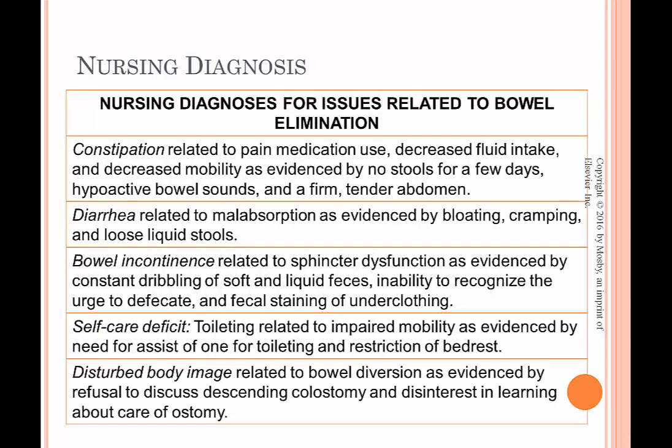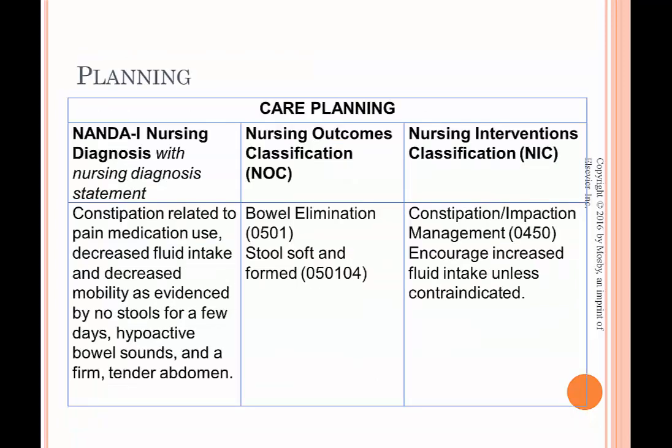Some nursing diagnoses relate to alterations in bowel elimination. You see constipation there, diarrhea, incontinence, self-care deficit, and disturbed body image, perhaps related to getting a colostomy or an ileostomy. This looks at planning for the patient, some nurse outcomes.